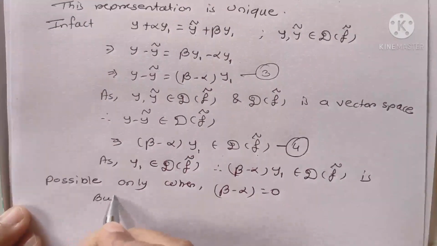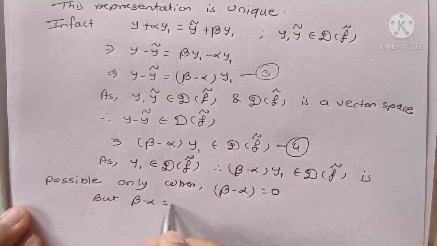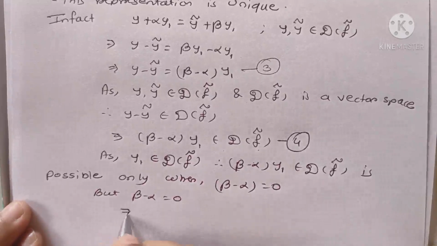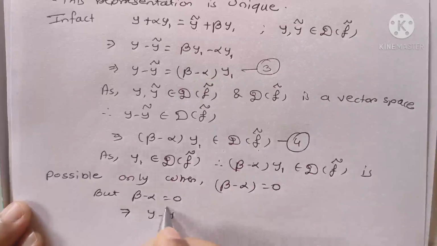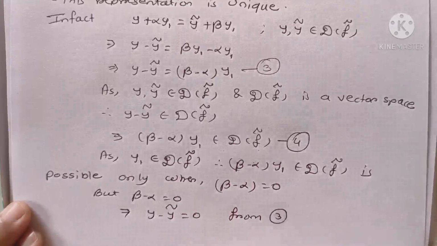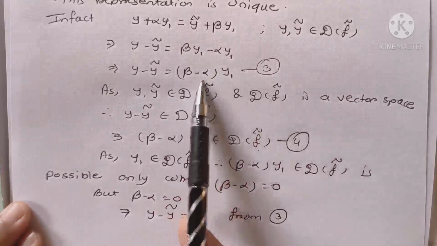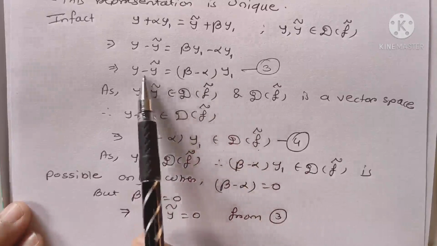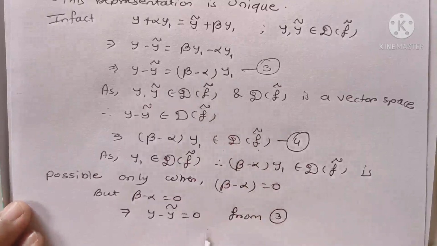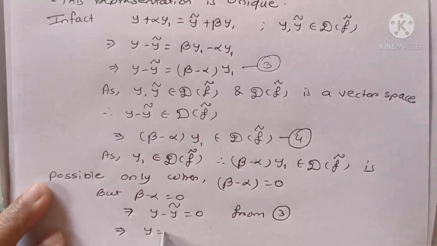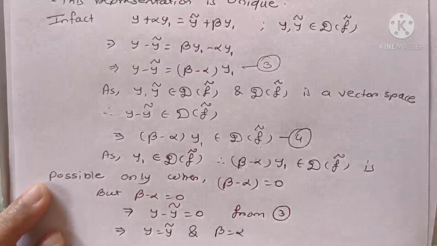But beta minus alpha equals 0 implies y minus y tilde equals 0 from equation 3, because here beta minus alpha equals 0, and this product equals y minus y tilde, and therefore y minus y tilde is also equal to 0. This implies that y equals y tilde as well as beta equals alpha.